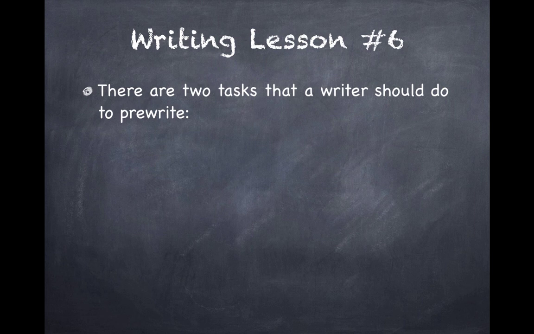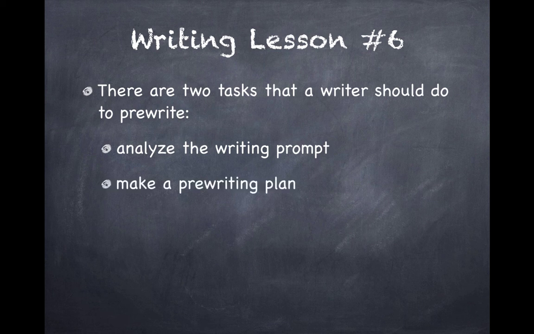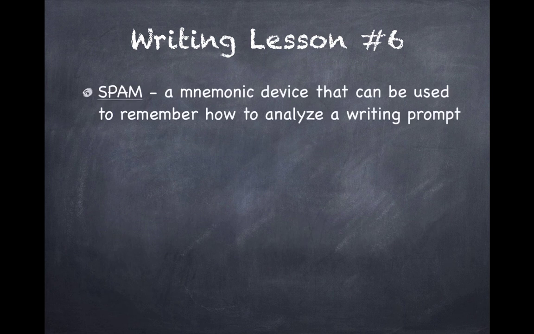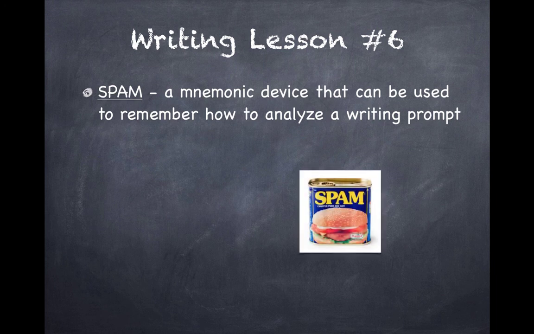Now, there are 2 tasks that a writer should do to prewrite. The first one is analyze the writing prompt, and the second one is make a pre-writing plan. Now, what's a mnemonic device that can be used to remember how to analyze a writing prompt? Spam it. Spam. Spam is going to be a mnemonic device that can be used to remember how to analyze a writing prompt. And again, we take each of the letters and it will help remember each of the steps to analyze a writing prompt.